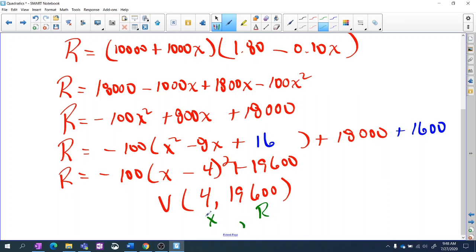This vertex interprets to be revenue and x. Remember what x is. X is the number of 10-cent price decreases. We're going to make 4 of them, which this interprets to mean drop the price 4 times, every time by 10 cents, drop price by 40 cents. This number is how much money you're going to make. So look, they're making more. They used to only be making 18,000. Now, under these conditions, they'd make 19,600. So that's another $1,600 they weren't making before.